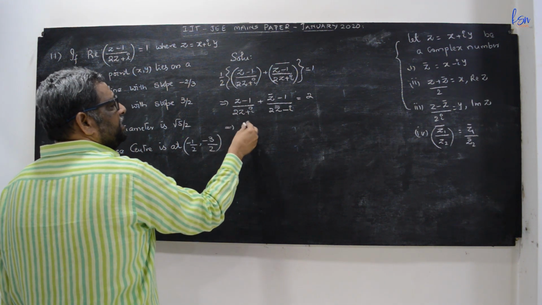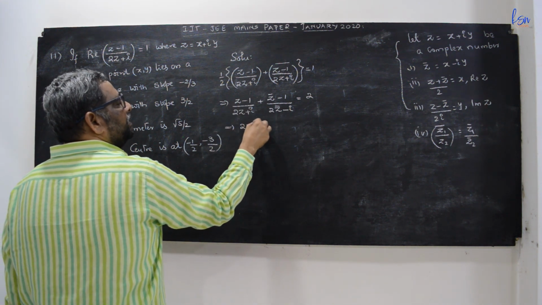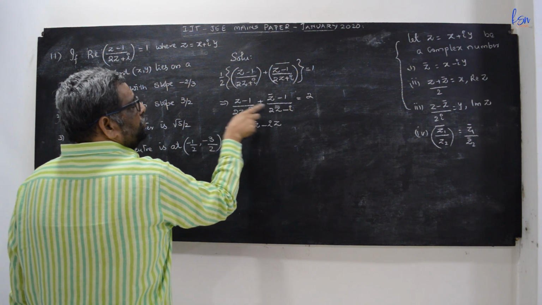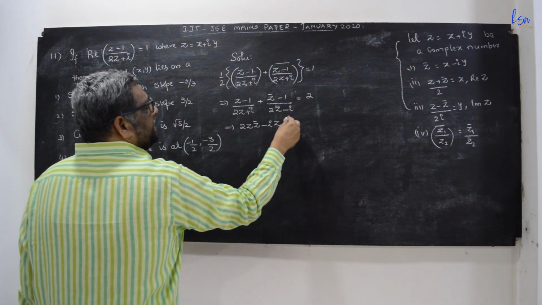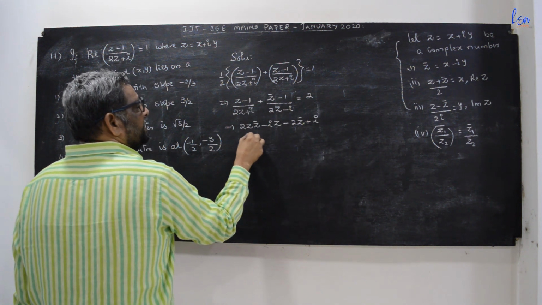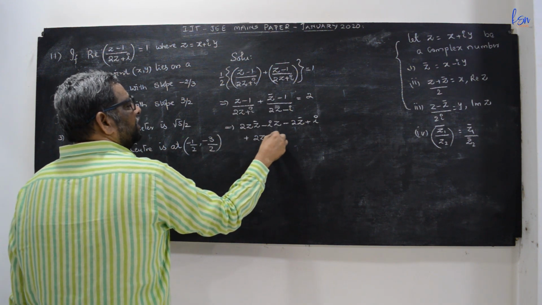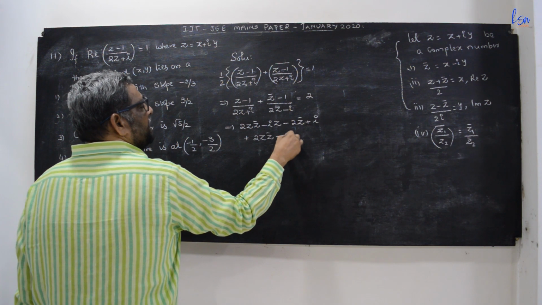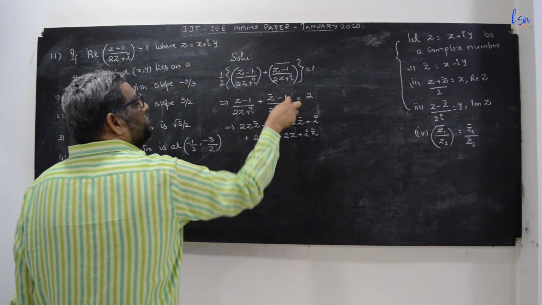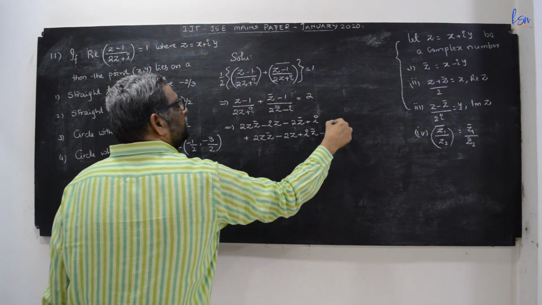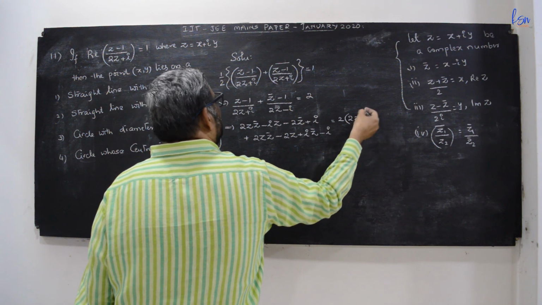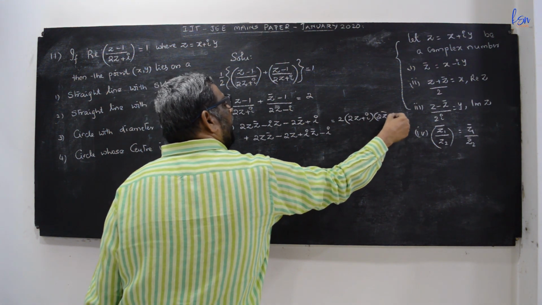Now by simplifying, (z − 1)(2z̄ − i) + (z̄ − 1)(2z + i) = 2(2z + i)(2z̄ − i). That gives 2z z̄ − iz − 2z̄ + i + 2z z̄ + iz̄ − 2z − i = 2(2z + i)(2z̄ − i).